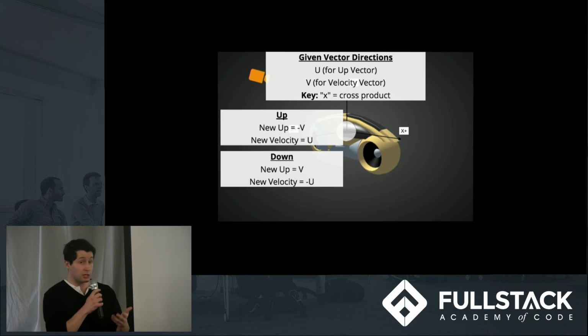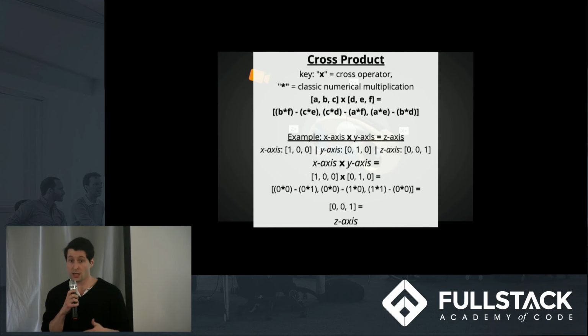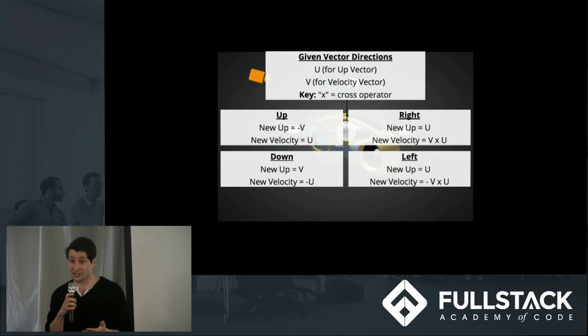And actually, in linear algebra, there's exactly an operator for this, and it's called the cross operator. The cross operator takes two vectors and finds a mutually orthogonal vector. So for instance, if you take the x-axis and you cross it with the y-axis, you get the z-axis, which is perfect for us because then we can take our velocity vector, cross it with our up vector, and get our right-hand direction for velocity. Negative is for the left-hand turn. Isn't math fun?